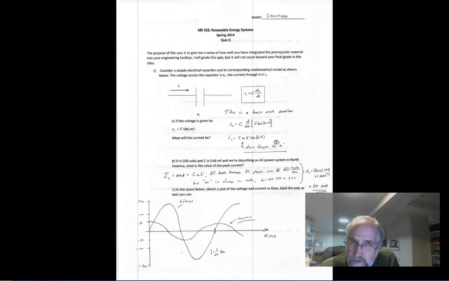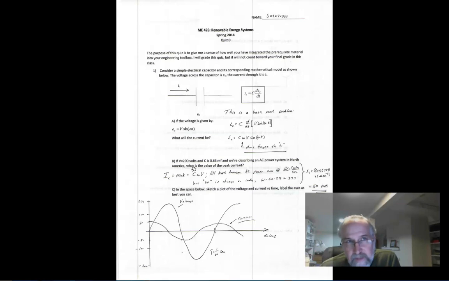Basic differentiation of a sine wave. It's d/dt of sine omega t is equal to omega cosine omega t. Simple as that. But don't forget that or it totally gets the problem wrong. So that's the answer to the first part: C omega V, in any order, times cosine omega t.